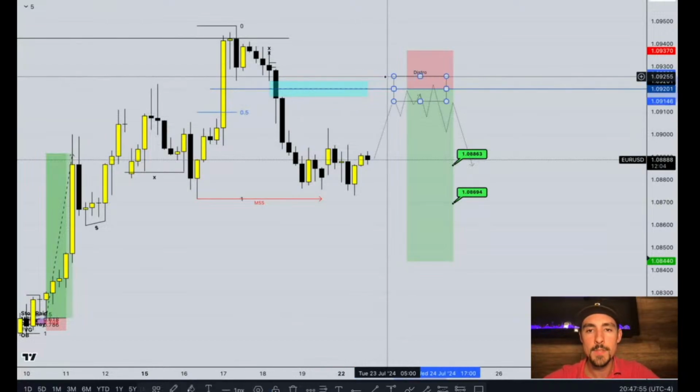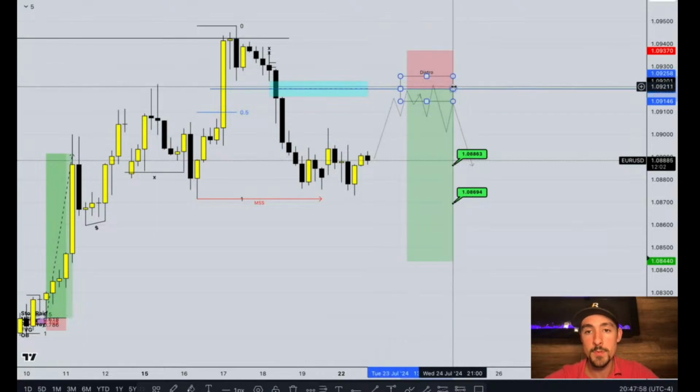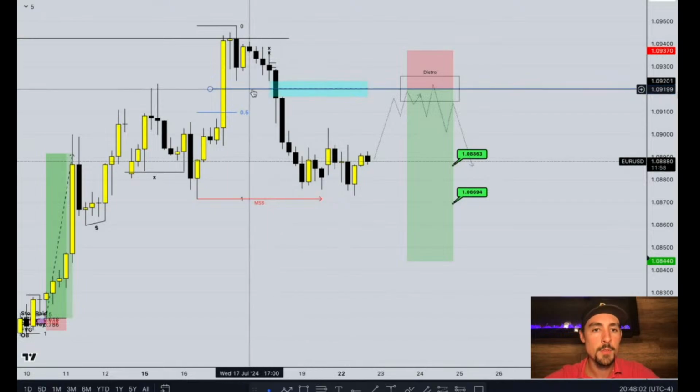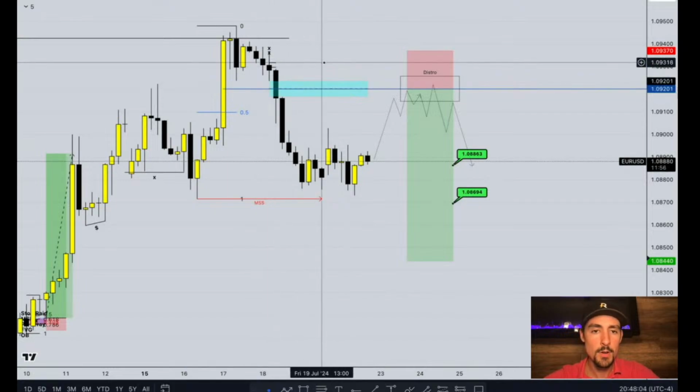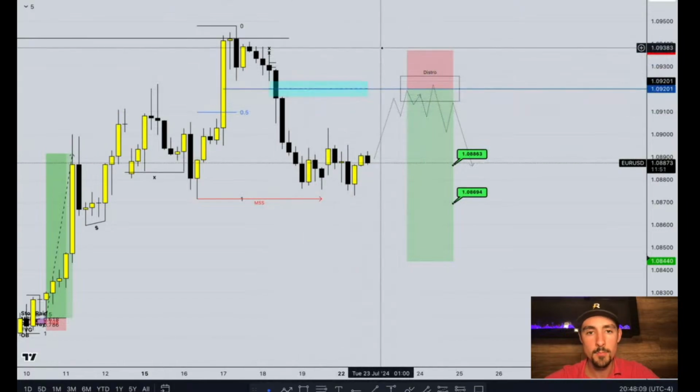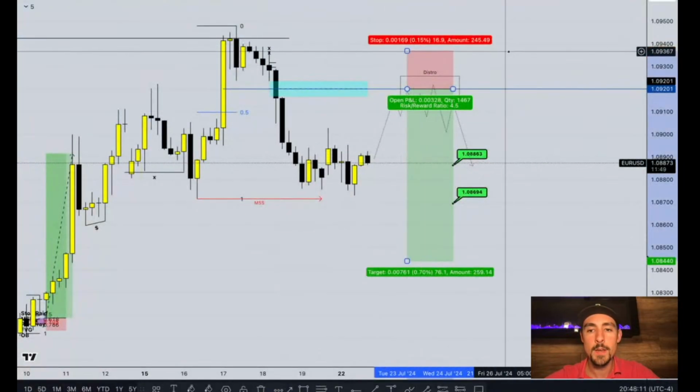But yeah, this is a nice opportunity. This is like some free game in terms of what I'd be looking for on Euro. But ultimately, I want to see the distro inside that fair value gap, smaller time frame.